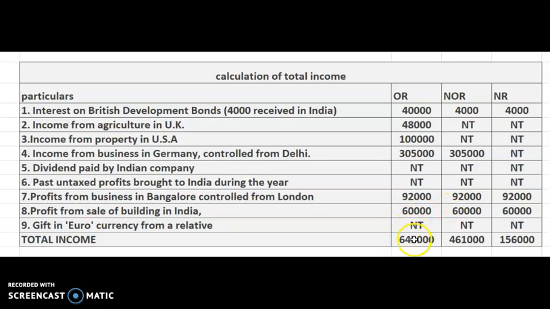This is our solution. You have to do the total, and this is the total income. See the problem and understand it. If you have any doubts, please comment.